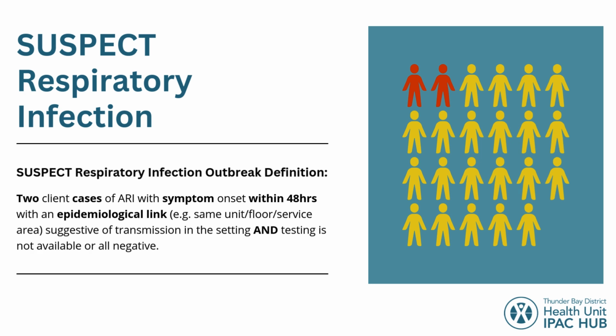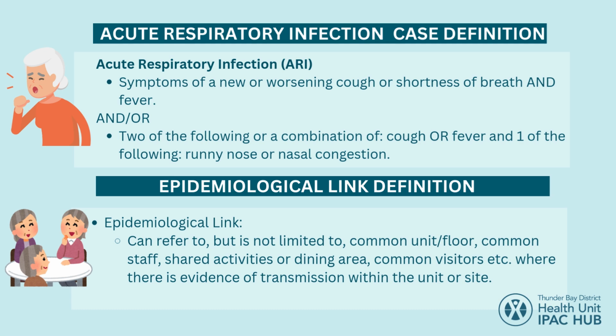We will review what is considered an acute respiratory infection and what is an epidemiological link. An acute respiratory infection is defined as any new onset that could potentially be spread through the droplet route. So symptoms of a new or worsening cough or shortness of breath and fever, or two of the following or a combination of cough or fever and one of the following: runny nose or nasal congestion.